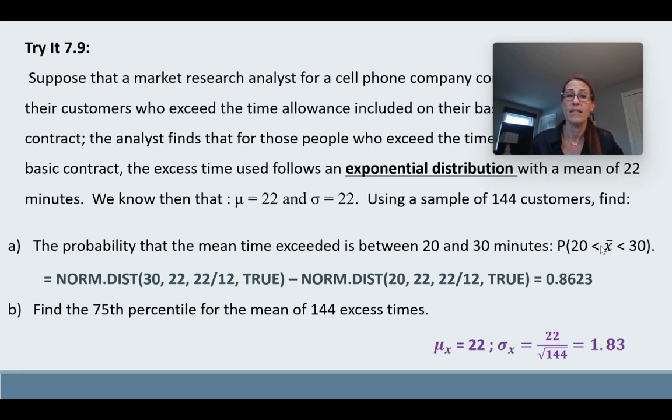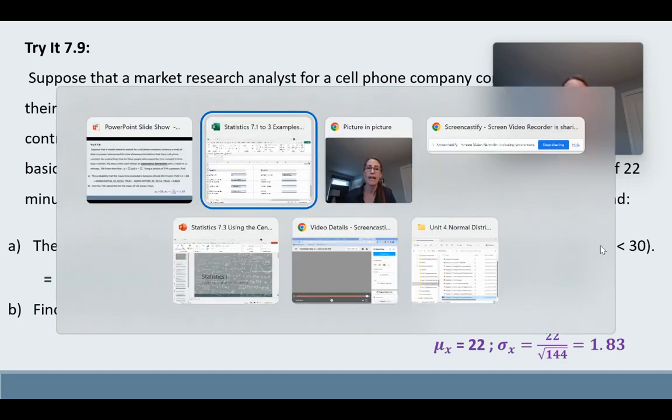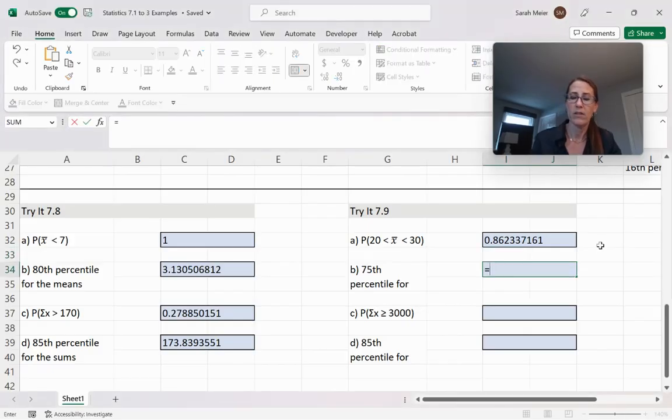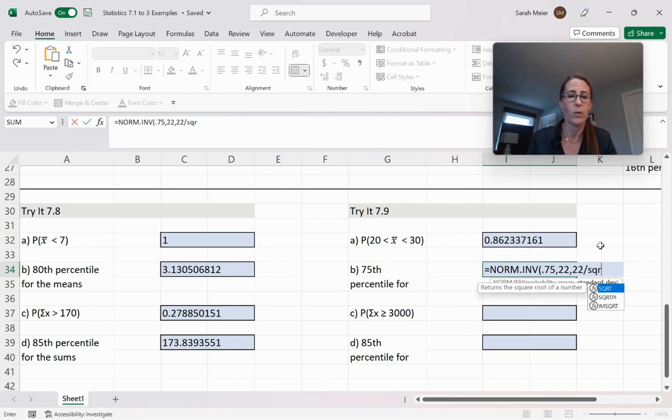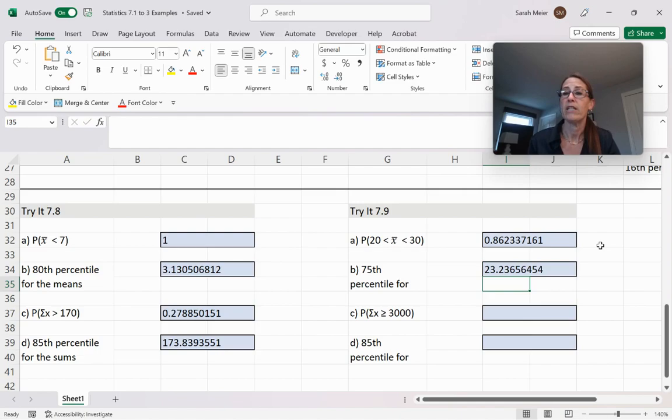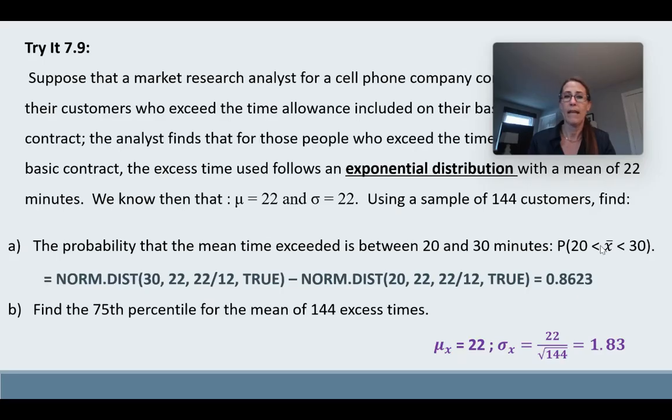The 75th percentile for the mean of 144 excess times, we're going to use the norm inverse. 75th percentile as a probability, 0.75. 22 is our mean, 22 divided by the square root of 144 is our standard deviation, and we get 23.24. And for this problem, that means that 75% of the mean excess times are less than or equal to 23.24.